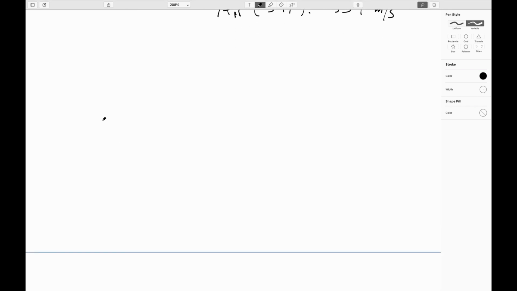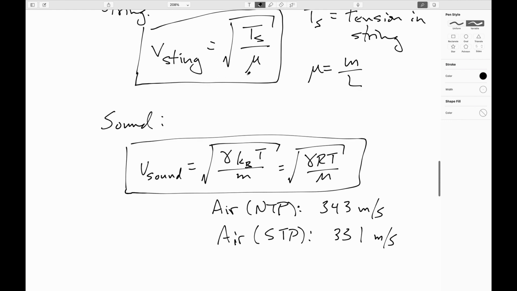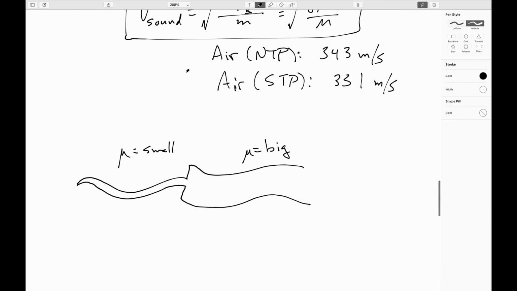But anyway, let's say that you have a string like so, and then you tie the string onto a rope like that. So here the linear mass density would be small, and here the linear mass density would be large. I'm sorry, not lambda, mu. And since the wave speed goes inversely as the square root of the inertial property, if we have a small linear mass density, that's going to mean that the wave speed here is larger, and here it's smaller. Okay.